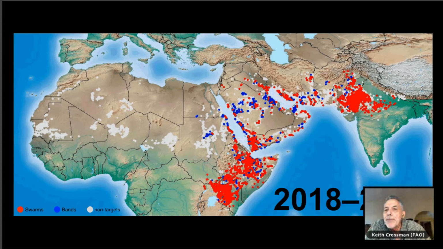So we've gone from a calm period to a number of smaller outbreaks that could not be controlled, to a regional upsurge that's affecting not only one region, East Africa and the Horn of Africa, but also Yemen, as well as both sides of the India-Pakistan border. So you can see how we can go from a calm situation with very low desert locust numbers quite rapidly to a situation that requires emergency intervention.